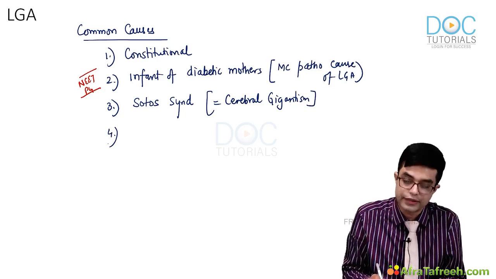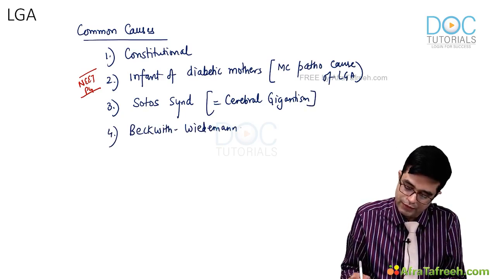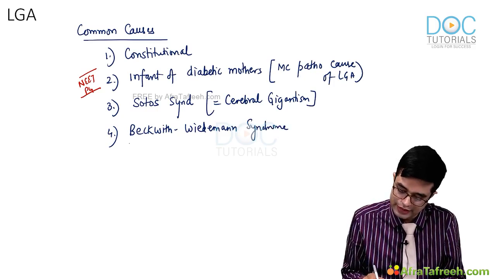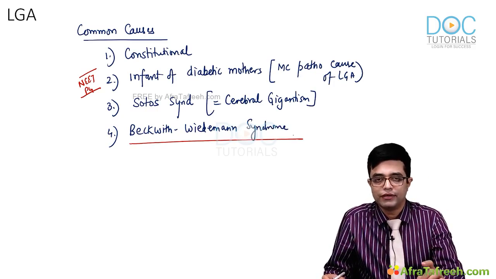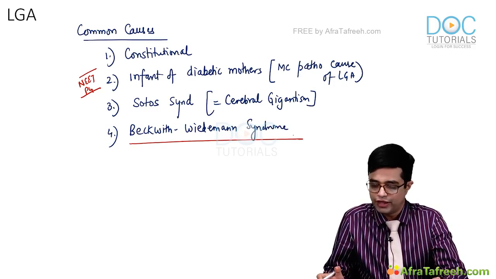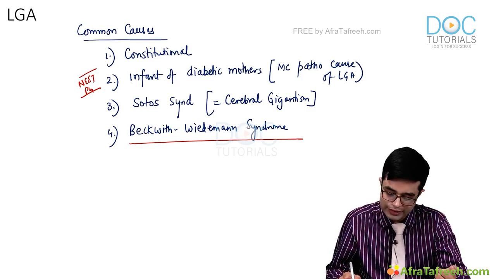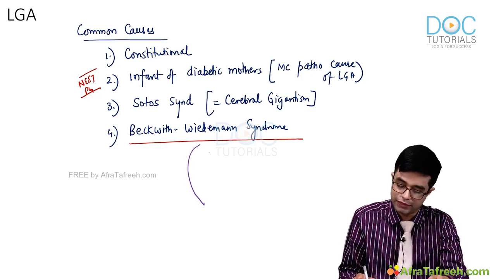Fourth, it can occur in a syndrome called Beckwith-Wiedemann syndrome. Beckwith-Wiedemann syndrome has been discussed in detail in the malignancy part in this app, where I have talked about Wilms tumor. But if you want to summarize, you can simply summarize Beckwith-Wiedemann syndrome as a combination of multiple factors.